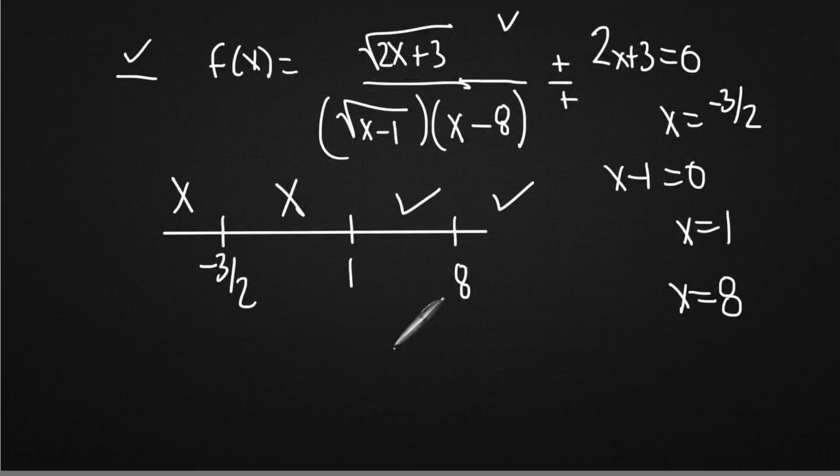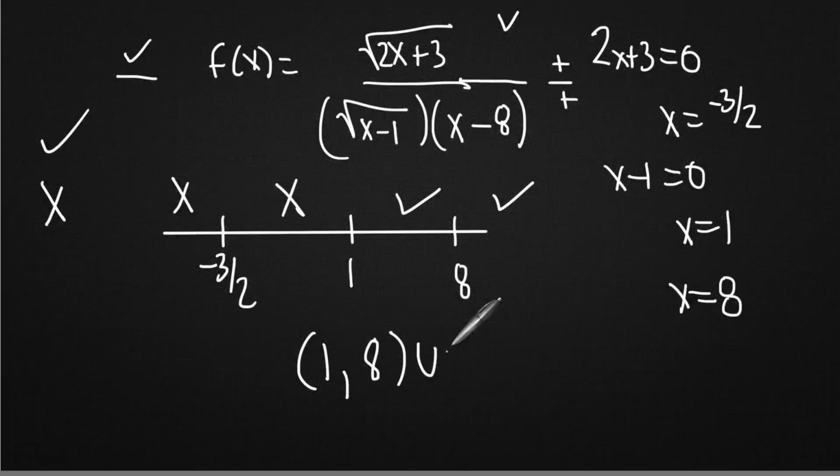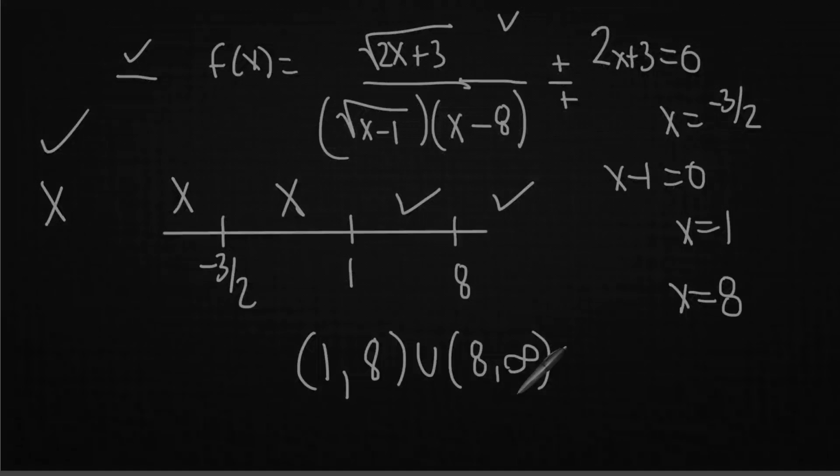So your domain is now going to be, now you have to be very careful right here. Do you use a bracket or a parenthesis at 1? Well, let's see. If I plug in 1, 1 minus 1 is 0. Can I take the square root of 0? Yes. But can I have 0 on the denominator of a fraction? No. So therefore, I have to put a parenthesis. So I put 1 to 8. Once again, I can't use 8 because that's going to give me 0 on the bottom. So parenthesis in union with parenthesis 8 to infinity. And there is how you would find the domain of a function.